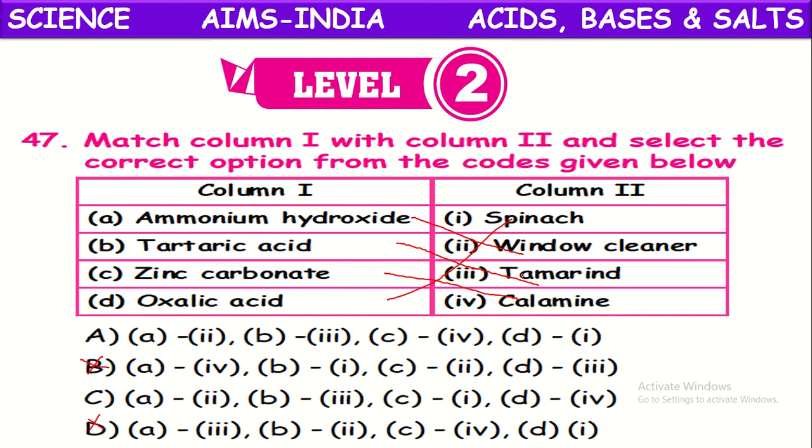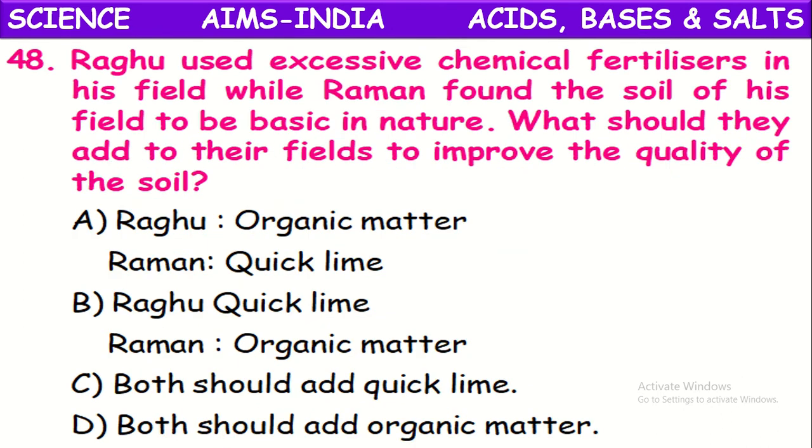And B should be connected with 3. We have already eliminated this. 3 is correct, here also it is given 3. Next, C is to be connected with 4. So here it is given wrong. Now this will be the correct answer. Isn't it? Check it once. Yes.